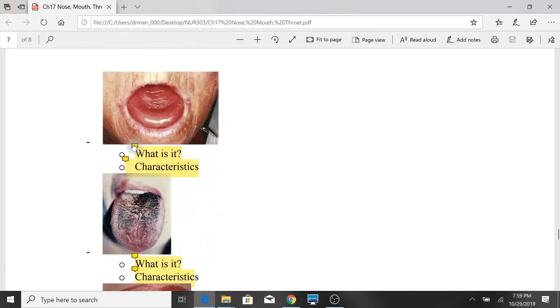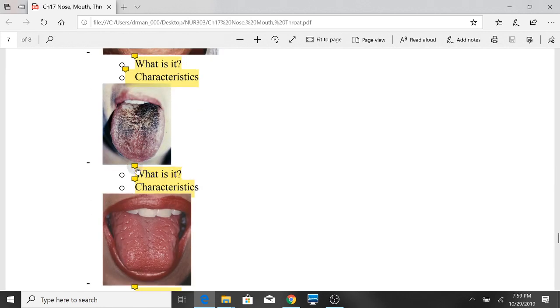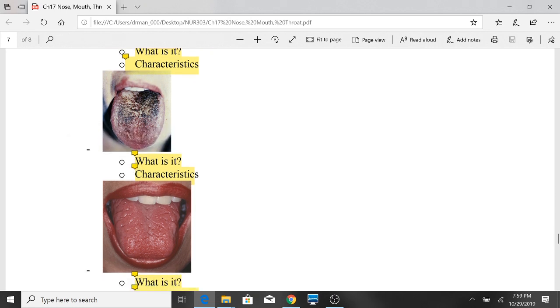This is a smooth, glossy tongue, atrophic glossitis. It's kind of slick and shiny. This is a black, hairy tongue. That's what it's called. It's not hair, but elongation of the filiform papillae and painless overgrowth.